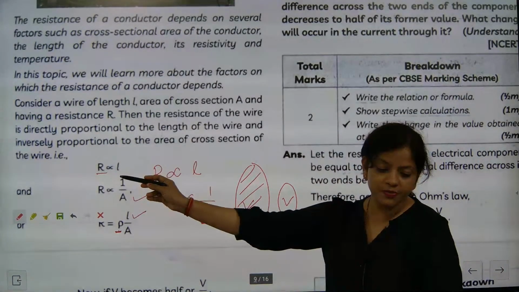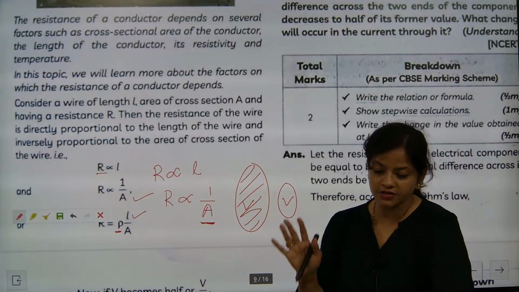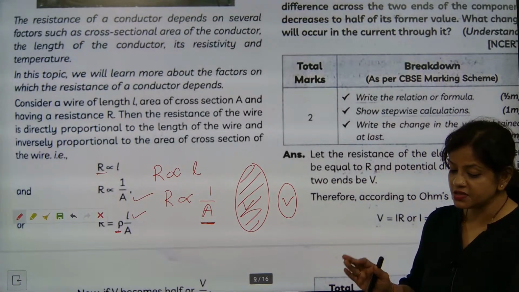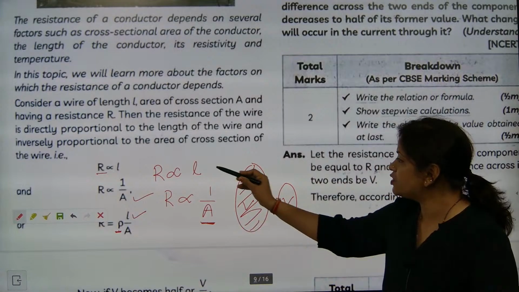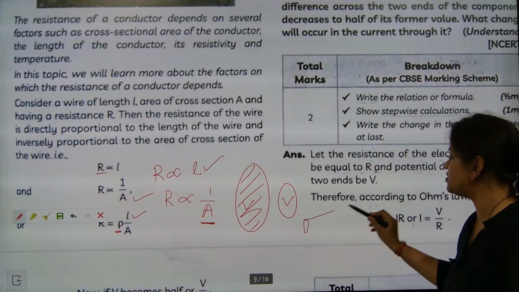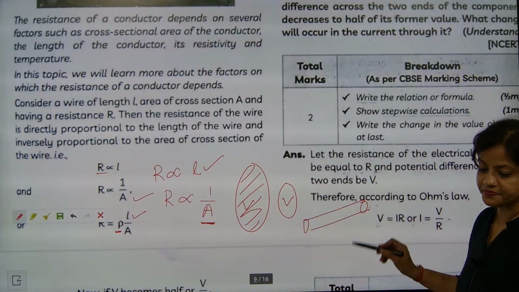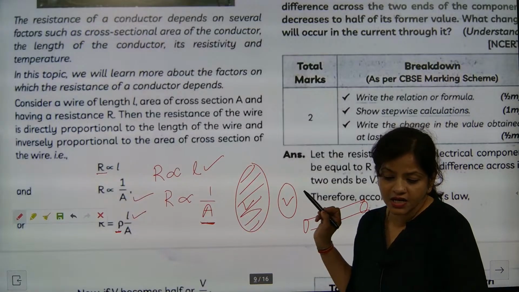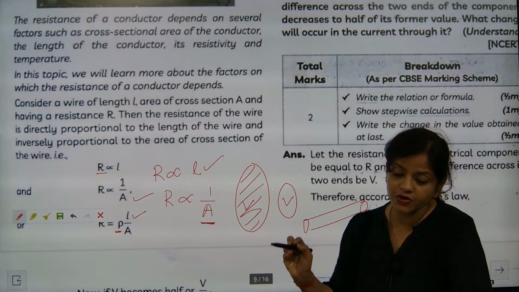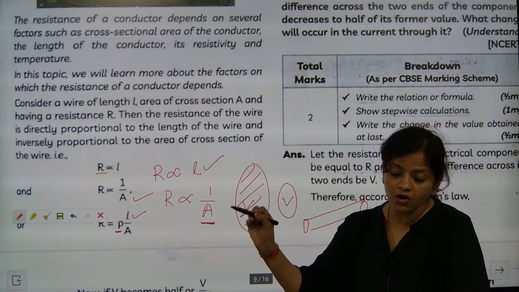So resistance depends upon 3-4 factors. The resistance depends upon, first, length of wire. The longer the length, the more the resistance, because the electron has to travel a longer distance.